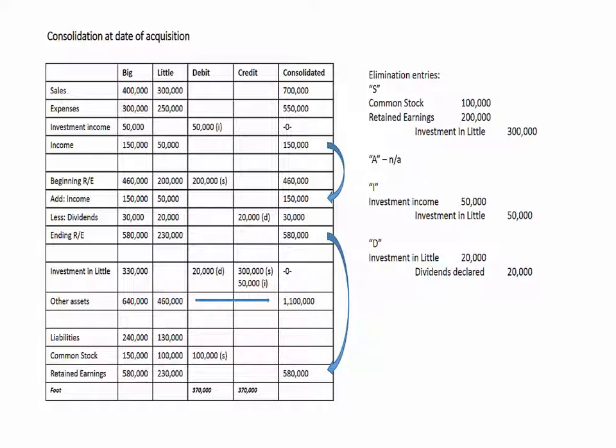Our other assets, we simply add across. $640,000 plus $460,000 with no adjustments is $1.1 million. Likewise with our liabilities, $240,000 plus $130,000 is $370,000. And then for our common stock account, again, we've eliminated Little's common stock with that $100,000 debit, and so we're left solely with Big's common stock of $150,000.